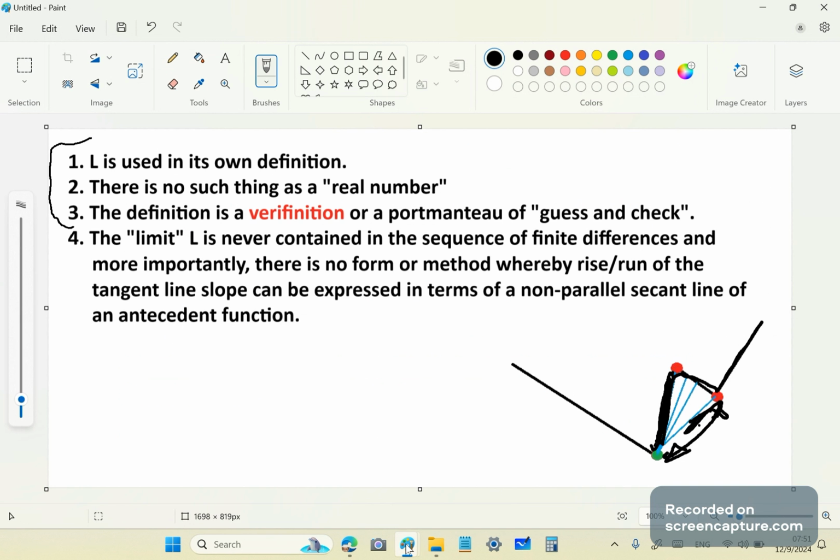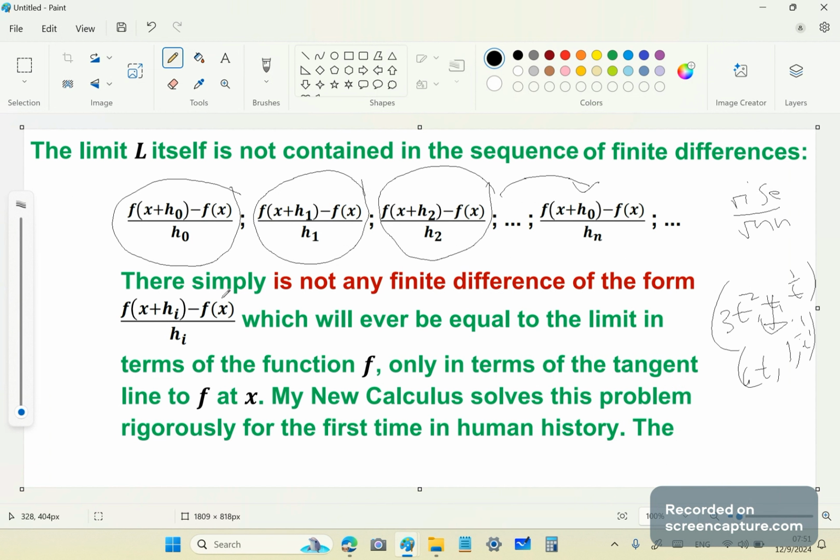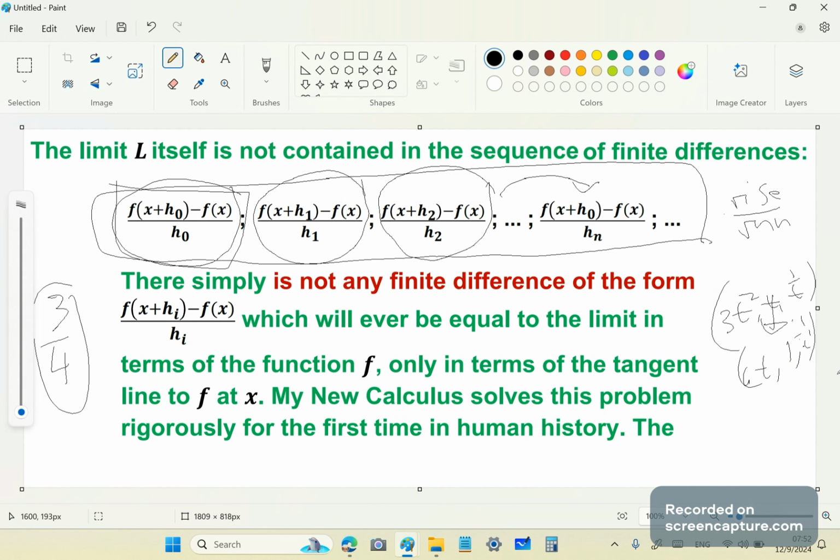And coming back to my main topic of today, like I said, even if you have a rise over run that is a rational number, so even if, let's say, the slope is 3/4, this particular method here will never result in 3/4. Never, because a non-parallel secant line will never give you 3/4. And you may say, well, that's not a problem. We're looking at the limit as the sequence converges.